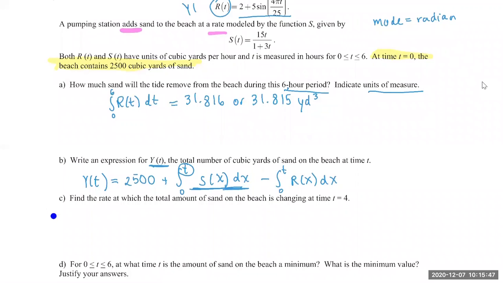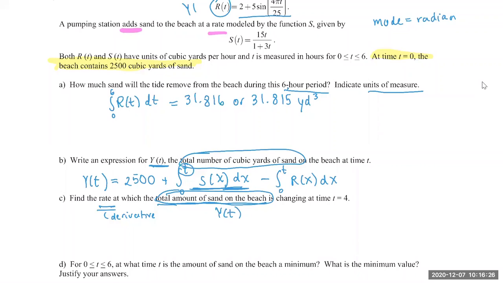Now go to part C. For part C, it says find the rate at which the total amount of sand on the beach is changing at time t equals 4. I like to underline certain things. This is asking for a rate of the total amount of sand. So what is it that they want me to find the rate of, and what is a rate? When I think of rate, I think of a derivative. Okay, total amount of sand. Well, the total amount of sand was the function above, right? The y of t represented the amount of sand on the beach at time t equals blank. So in this case, they want me to find the derivative of this function y of t.